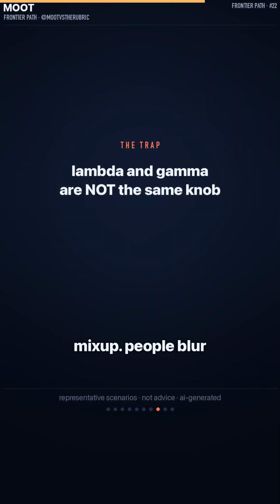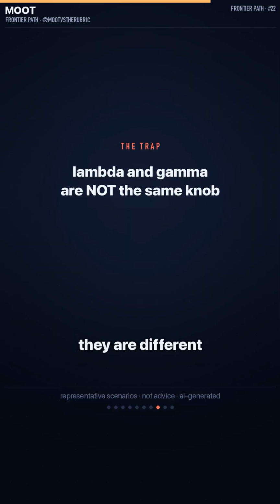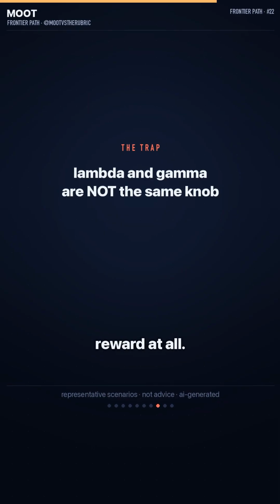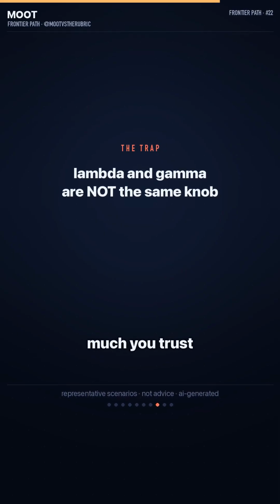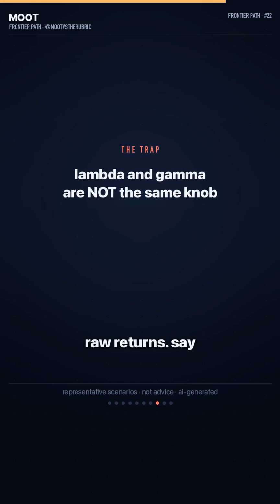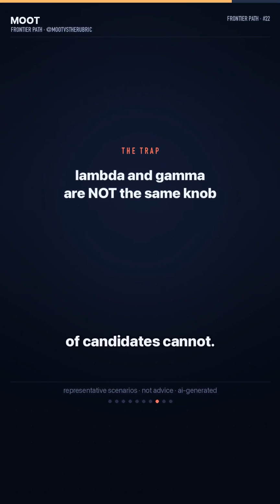And the classic mix-up. People blur lambda with the discount factor gamma. They are different jobs. Gamma is how much you care about future reward at all. Lambda is how much you trust your own value estimates versus the raw returns. Say that distinction out loud because plenty of candidates cannot.